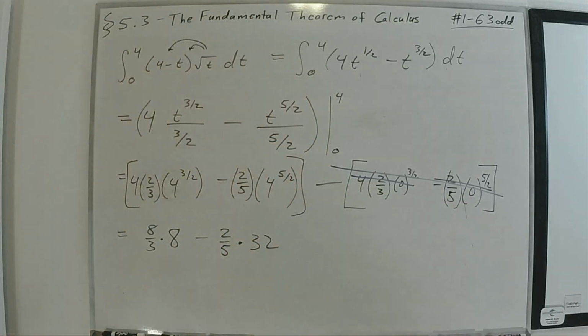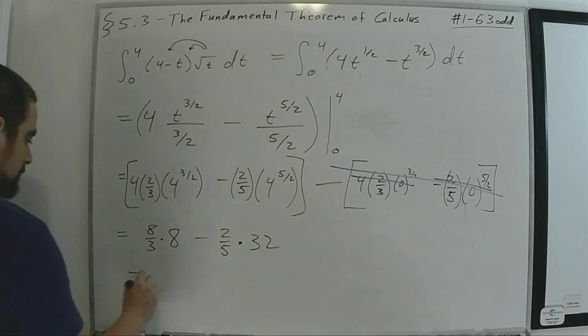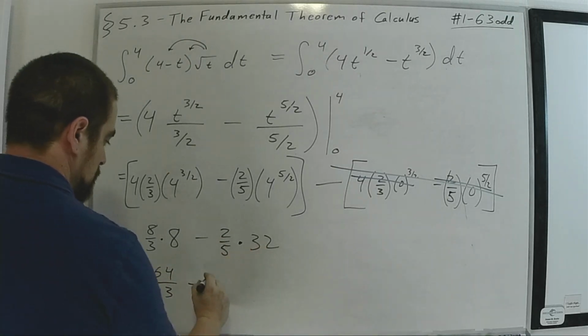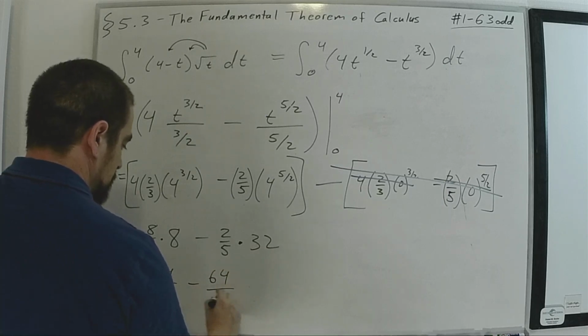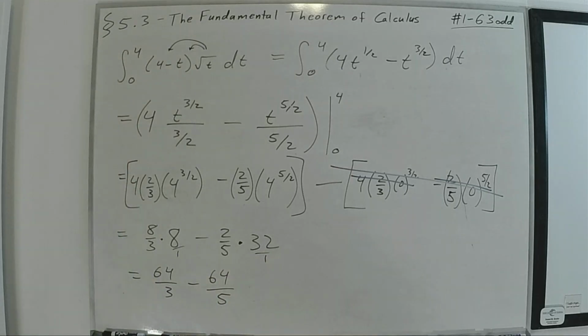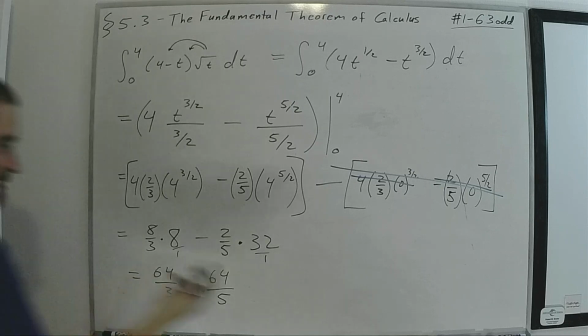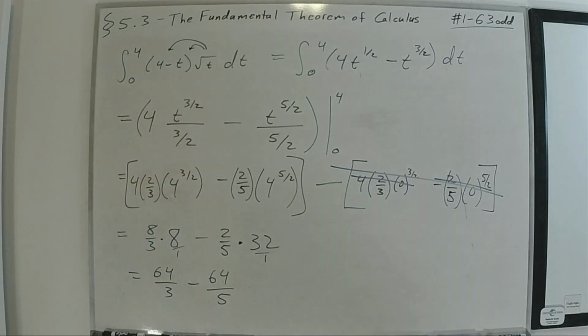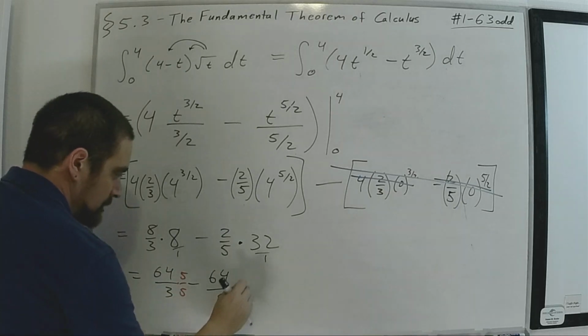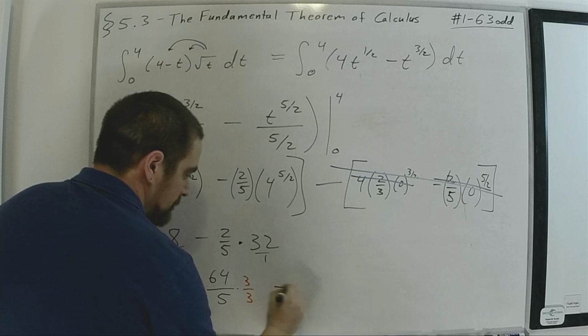So now I've got 8 times 8 over 3, which is 64/3, minus 2 times 32 over 5, which is 64/5. So again, these are like 8 over 1, 32 over 1. Right? So I'm just getting something nice there. So now I've got a common denominator of 15. Unfortunately, that's the best that I can do. So I'll multiply this by 5, top and bottom. I'll multiply this by 3, top and bottom.